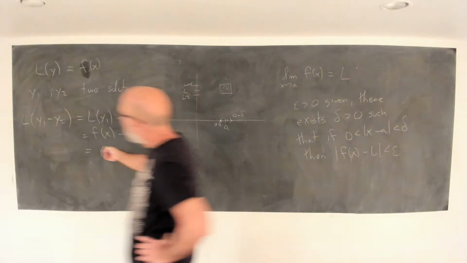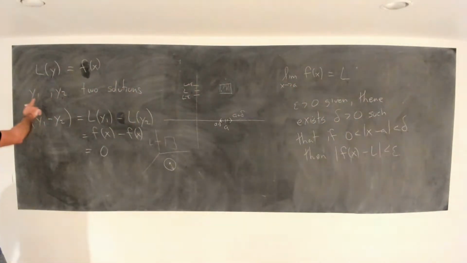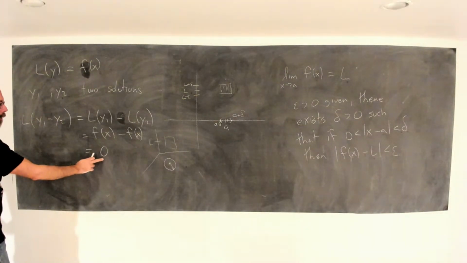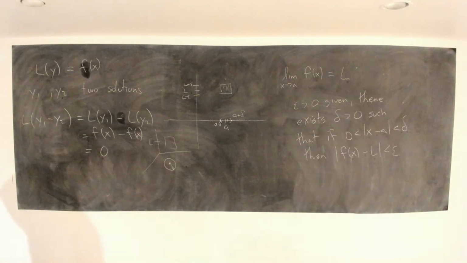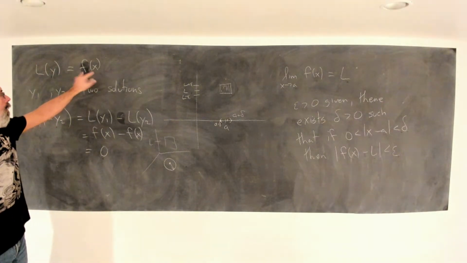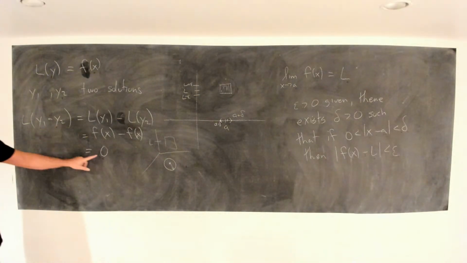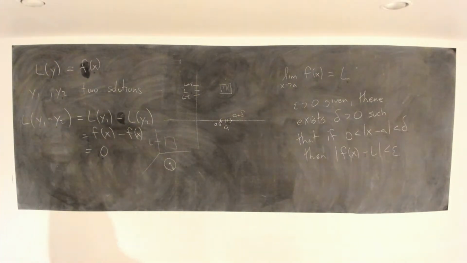So what's my point here? If you have two solutions, then the difference is a solution to the homogeneous equation. So instead of proving uniqueness for some function, really, you can assume that it's homogeneous.